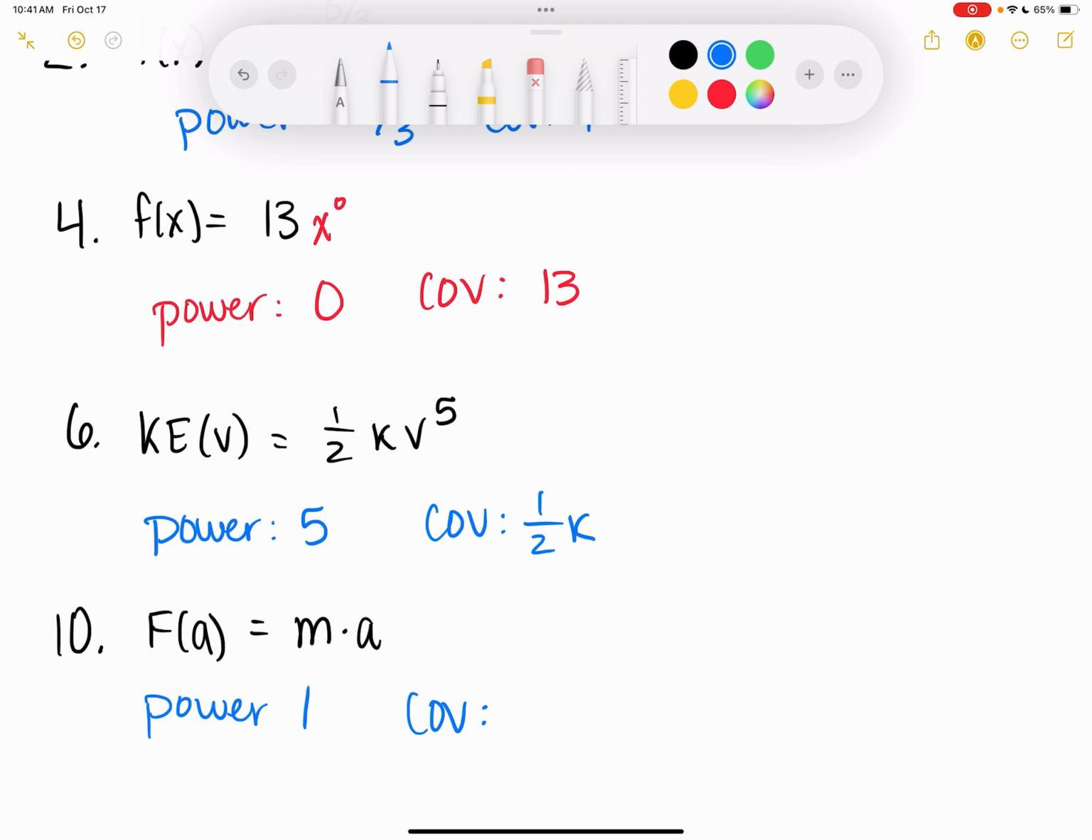M. This is like our x value. That tells you what your variable is. That means this is my variable. So anything in front of that has to be a constant.